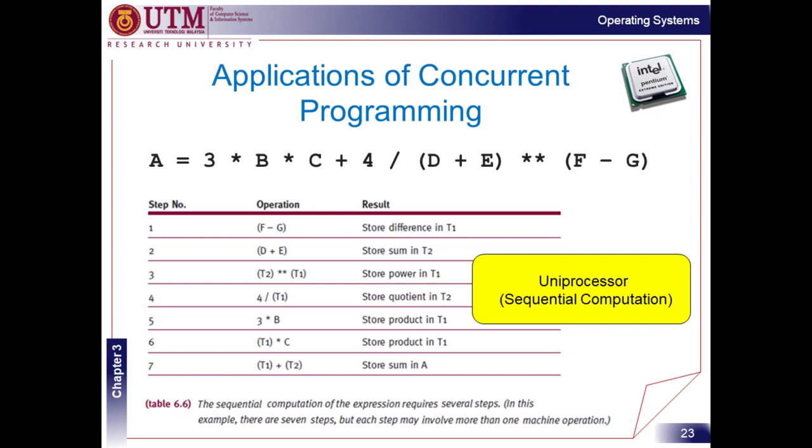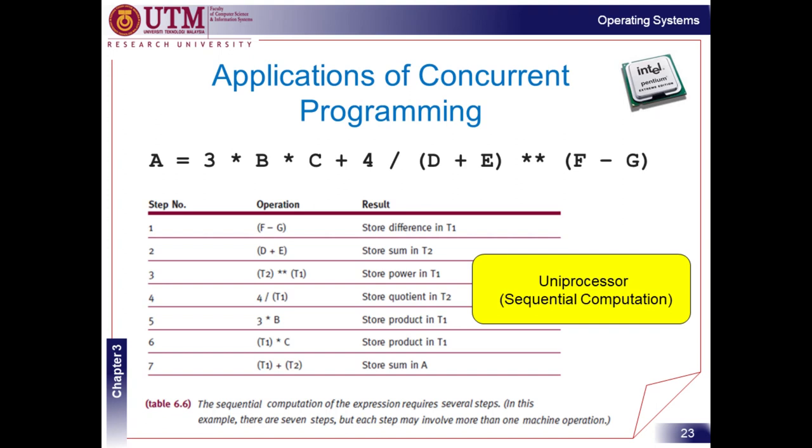After that, we multiply 3 by B and store the product in T1. Then, we multiply T1 by C and store the result back in T1. Finally, we add T1 and T2 and store the sum in A. As you can see, this process requires 7 steps and 7 temporary variables.